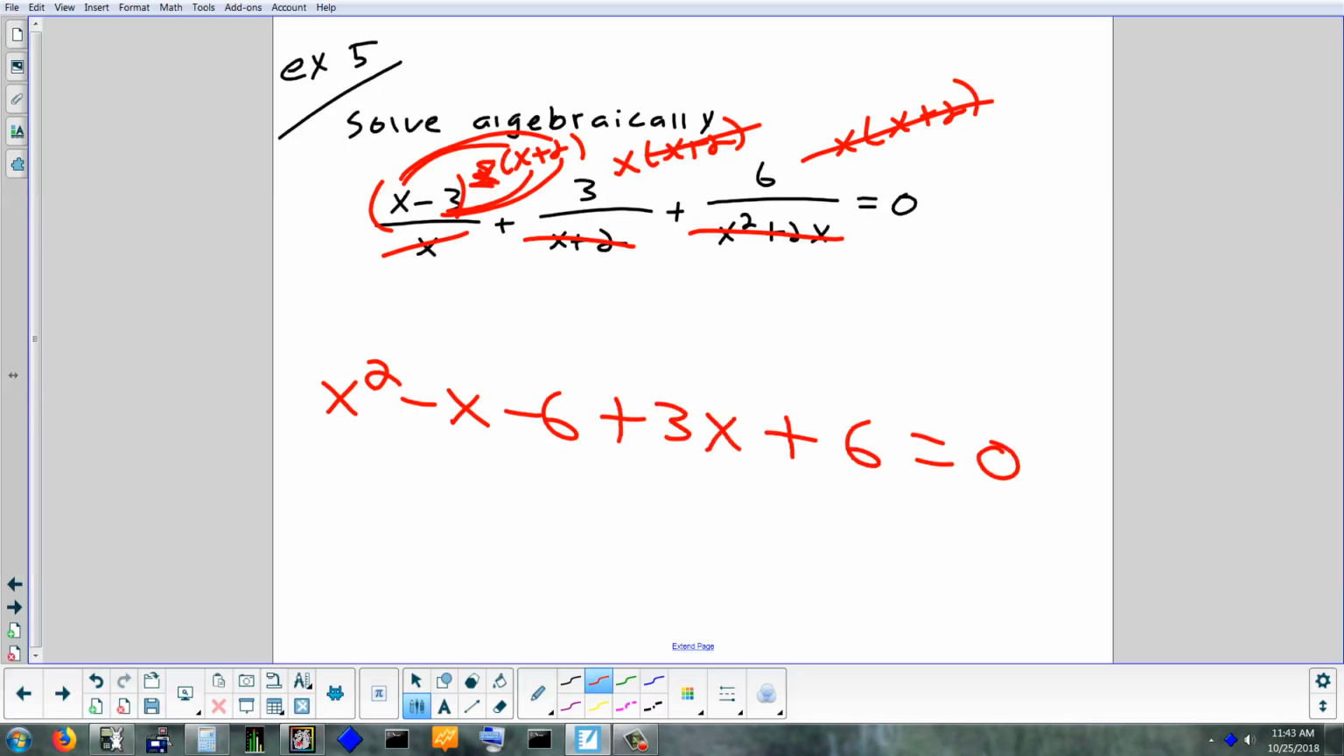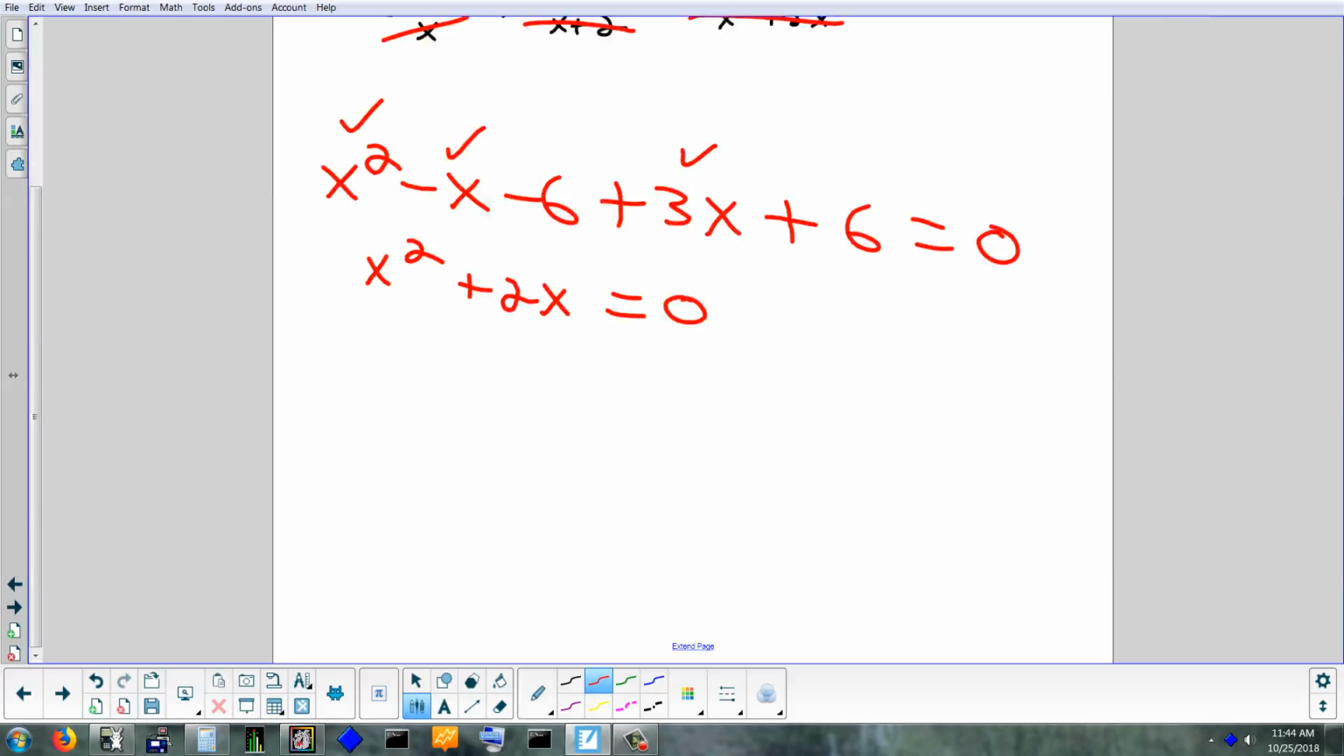So it's already equal to 0. Now we just combine like terms and see if we can factor it. If not, quadratic formula. So x squared. Negative x plus 3x is 2x. And negative 6 plus 6, what happens there? They cancel. So now to solve this, I can just factor out the GCF.